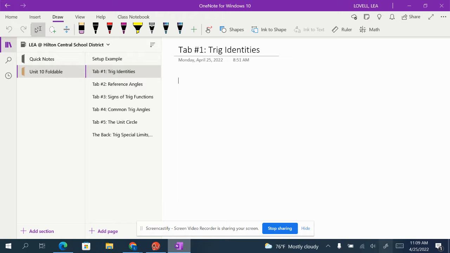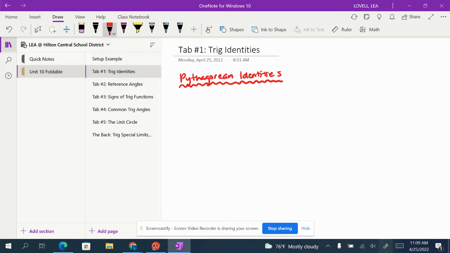Hi everyone, let's talk about trigonometric identities. So first, let's start with the Pythagorean identities. So where on earth do you think the Pythagorean identities could come from?